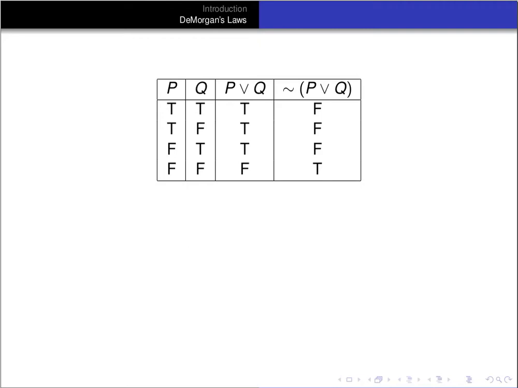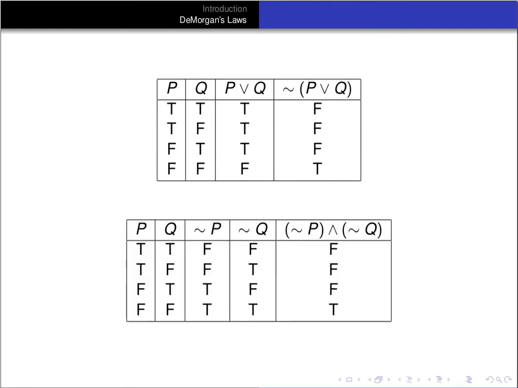So we see the truth table for P or Q. If P is true and Q is true, P or Q is true. If P is true and Q is false, P or Q is true. If P is false and Q is true, then P or Q is true. And if both P and Q are false, then P or Q is false; it's the only case where P or Q is false. And then of course, if P or Q is true, then the negation of P or Q is false. And if P or Q is false, then the negation of P or Q is true.